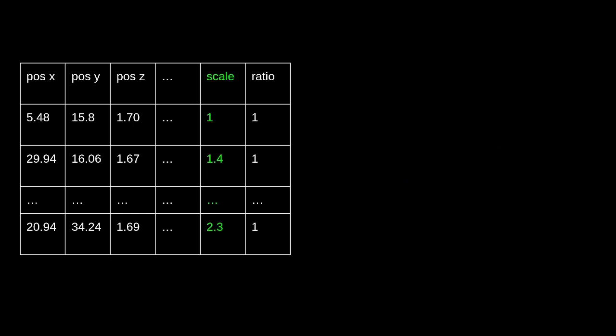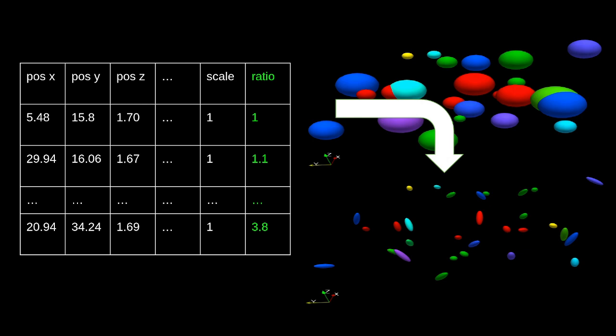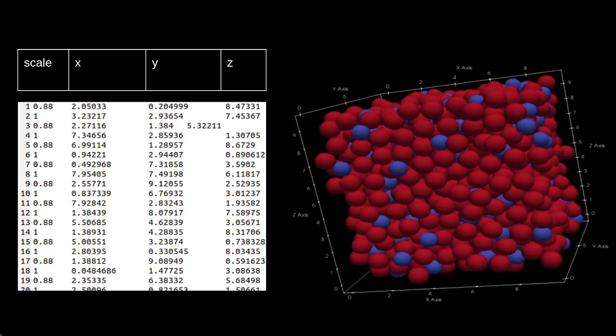Other than the location of a particle, you can also add other variables such as scale, which control the size of each particle, or ratio, which can control the shape of each particle. As an example, the variables used to visualize this 3D visualization contains the location of each particle, XYZ, and size of the particles.